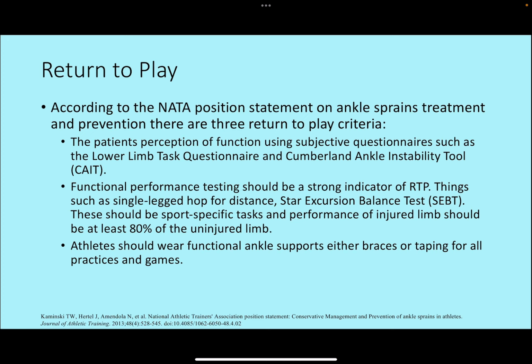And then the next criteria is functional performance testing. Things such as single leg hops for distance and the Star Excursion Balance Test. You want to make sure that these functional performance tests are sport-specific tasks, and performance on the injured limb should be at least 80% of what they can do on the uninjured limb. And then the third criteria is that they should be wearing functional ankle supports, either braces or taping, for all practices and games, so there's less chance of re-injury.